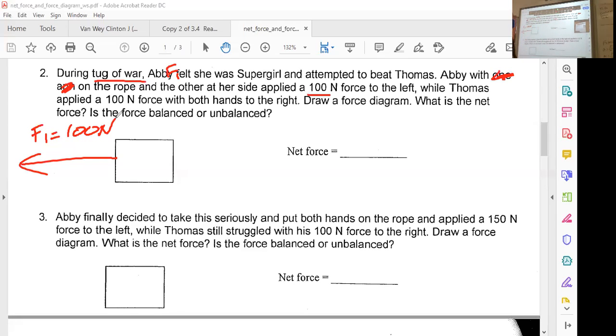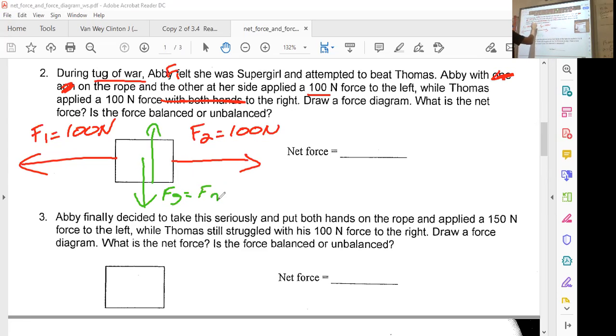Thomas applies 100 newtons of force to the right. It tells us he uses both hands. Doesn't matter. F2 equals 100 newtons. Of course, in theory, we've got forces of gravity acting down, normal acting up, right? Fg equals Fn, Fn equals Fg. Right? We know that the rope is not accelerating upward or down, but we can ignore that in the diagram just to keep our page from having too much clutter.